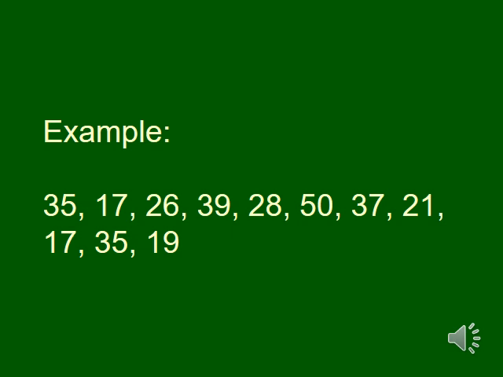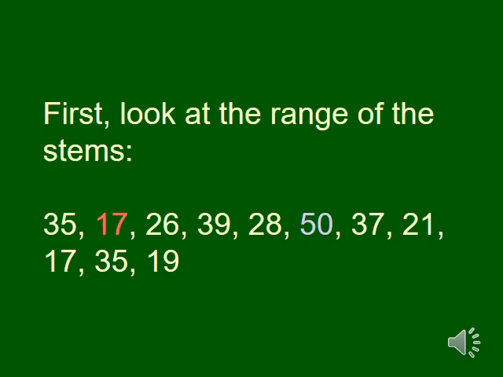So here I've got a bunch of numbers. We're going to try and make a stem and leaf plot with them. First thing I want to do is to make a quick scan through my numbers and see if I can figure out what's the smallest and what's the largest. In these numbers, the smallest number is 17, the biggest one's 50, and so what that means is my stems should go from 1 to 5.